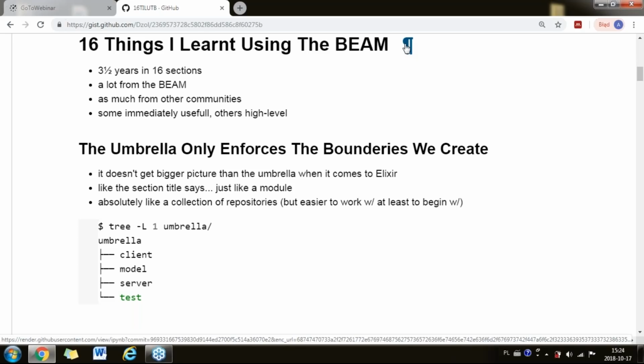One of the things we often hear people say is that the umbrella helps you enforce boundaries, and it certainly does, but I think the big lesson here is that it'll only help enforce the boundaries we really create. Whatever lines we redraw, those are the boundaries that it'll enforce, and that's what it'll do. This is just like a module, right? Any API you define for a module, the umbrella is the same.